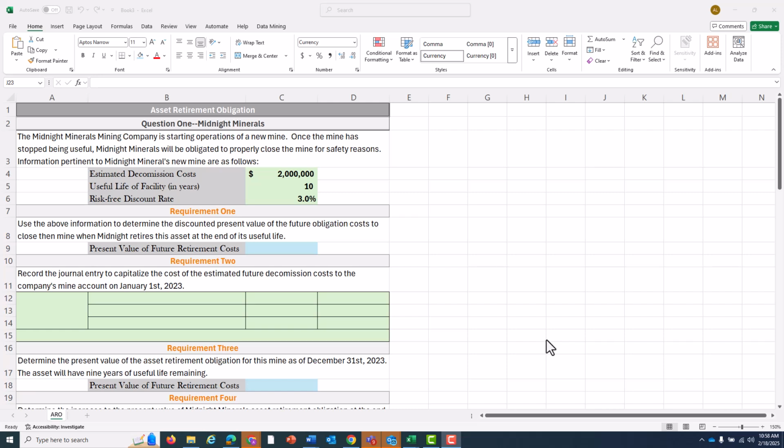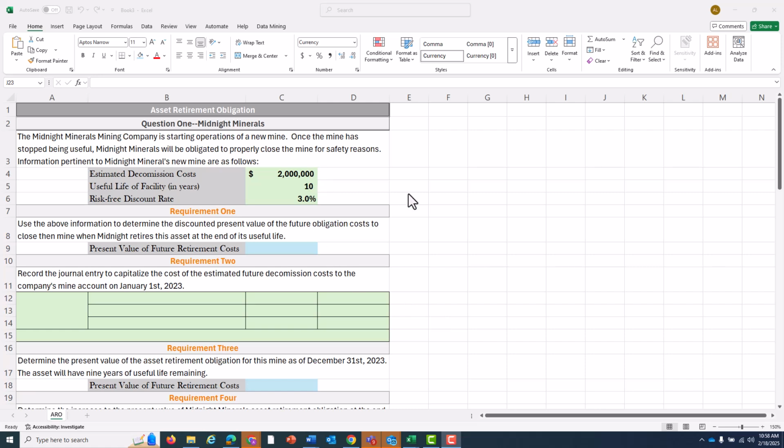that asset. And in our example right here, we are the Midnight Minerals Mining Company, and we are operating a new mine. Over a period of time, in the case of this problem, our useful life is 10 years, so over 10 years, we're going to continue to take ore, silver, whatever it is, out of this mine. And when we're done, when the mine is fully extracted, we can't just leave a big gaping hole in the earth. That raises a very big safety concern for any children, animals, whatever that might venture into there. We're going to have to properly close and seal off this mine to ensure the safety of everybody that lives in the general area of this mine. And that's going to cost us $2 million.